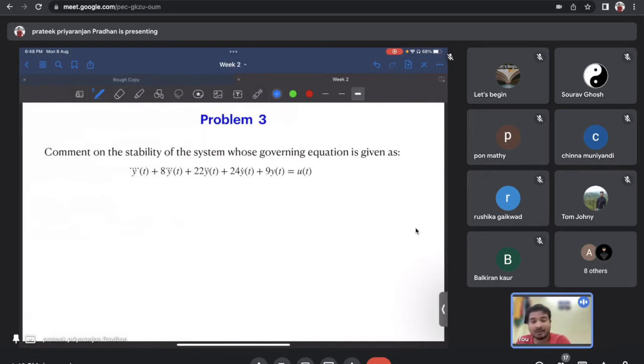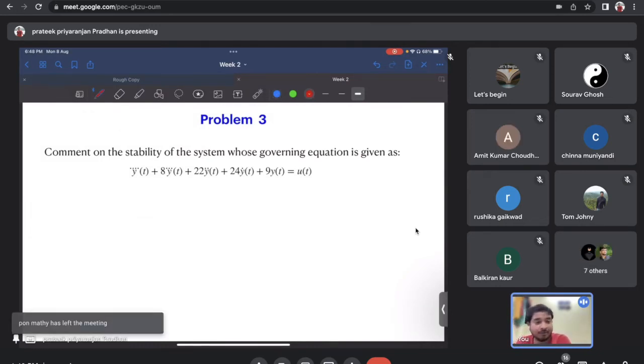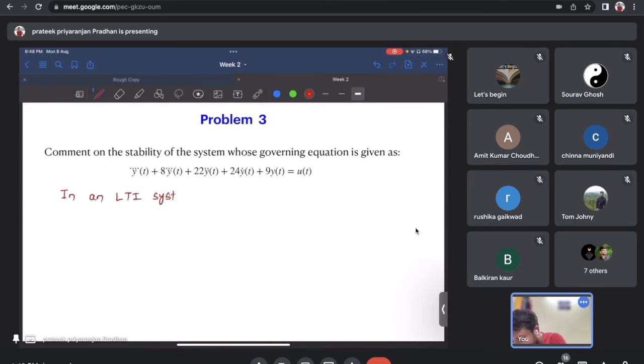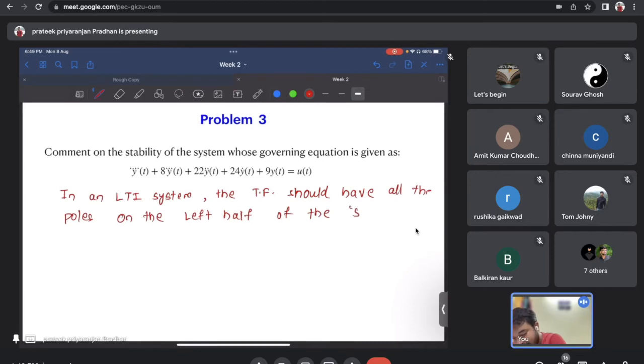So one key feature in the transfer function, write it down if you have pen and paper: in an LTI system, the transfer function should have all the poles on the left half of the s plane to be stable.